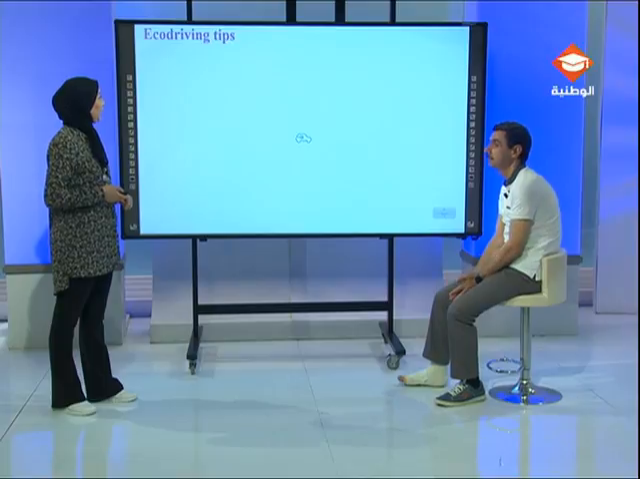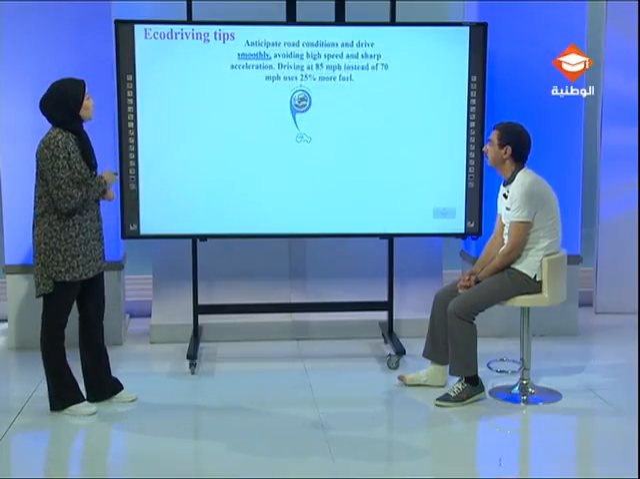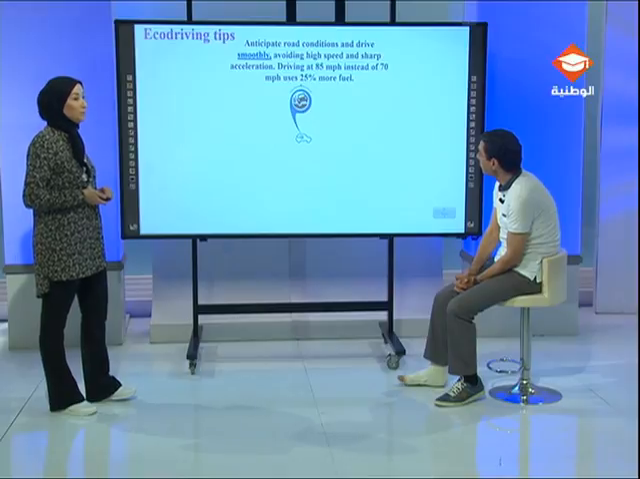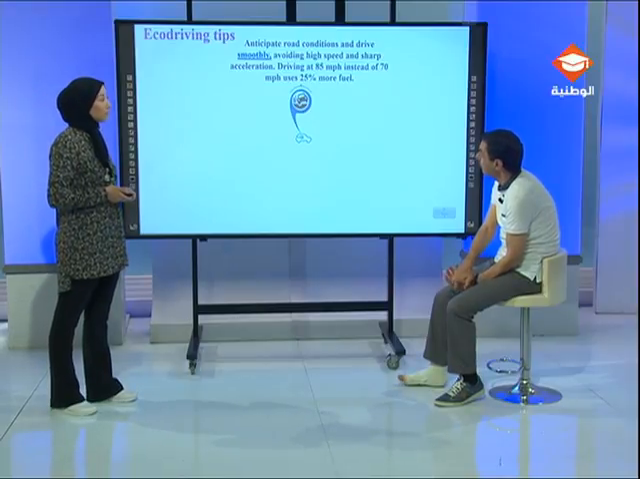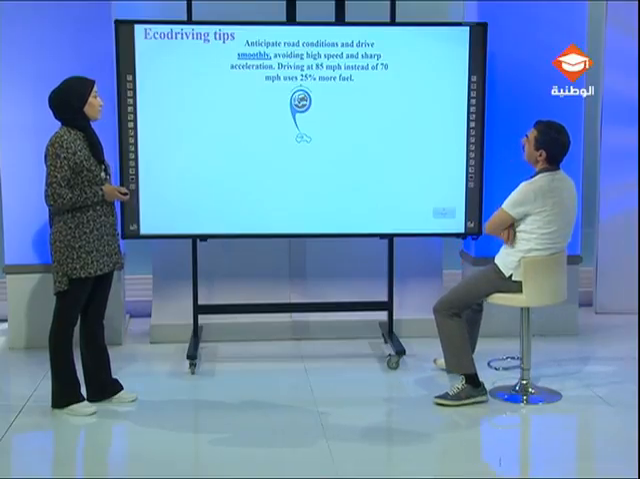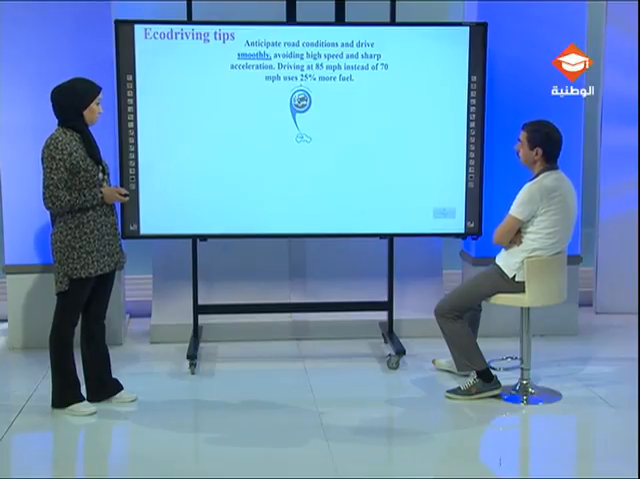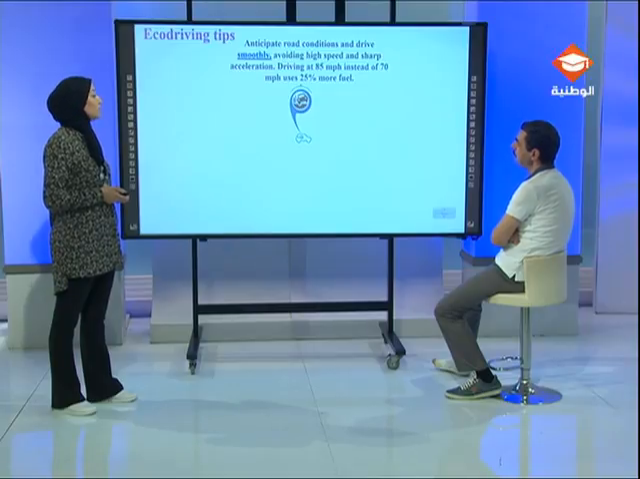Okay, so let's put together some eco-driving tips that will help reduce your fuel usage, but more importantly, help you save money. So the first one, could you read, please? Anticipate road conditions and drive smoothly, avoiding high speed and sharp acceleration. Driving at 85 miles per hour instead of 70 miles per hour uses 25% more fuel. I understand. So, yes, we should drive smoothly.